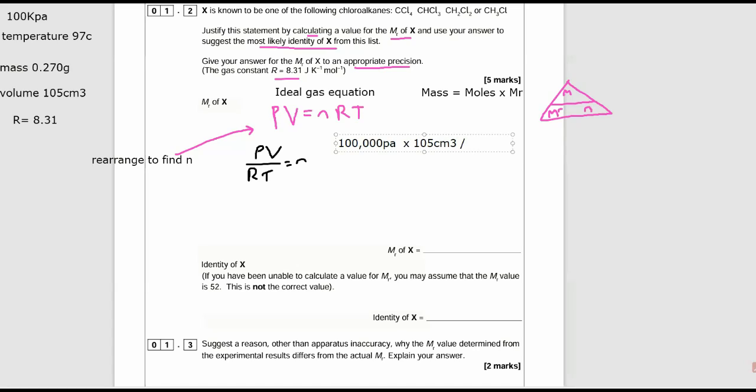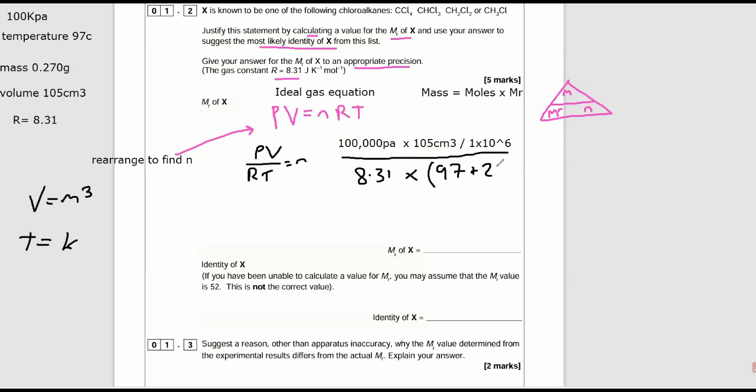So it's 100,000 pascals times 105 centimeters cubed, which we have to turn to meters cubed, because in this equation, volume is in meters cubed. So we divide 105 by 1 times 10 to the 6, which is a million, and that will turn it into meters cubed. We then divide the PV, pressure and volume, by 8.31, which is R, the gas constant, multiplied by the temperature in Kelvin. So that's 97 plus 273. And that is going to equal 3.41 times 10 to the minus 3.